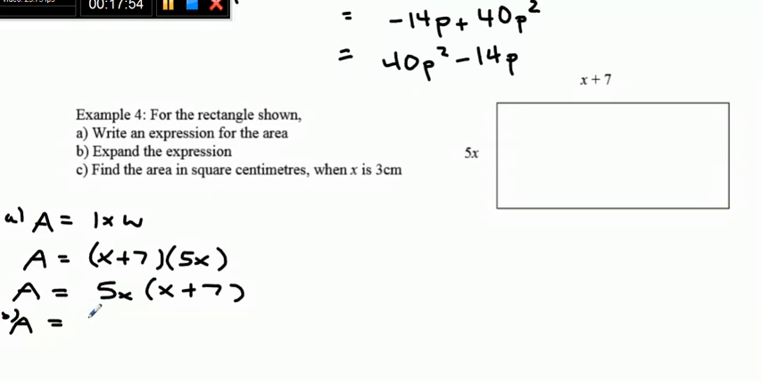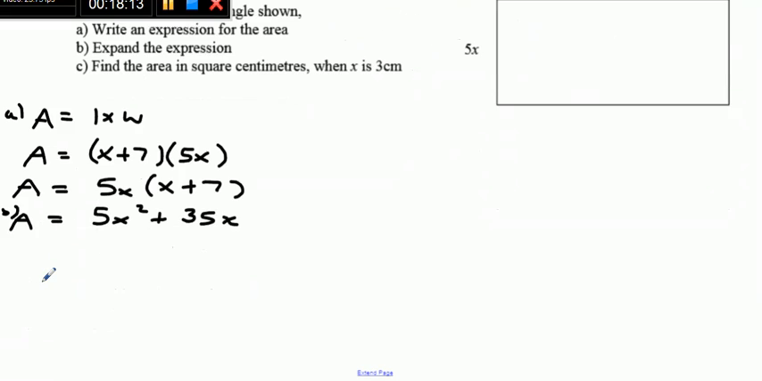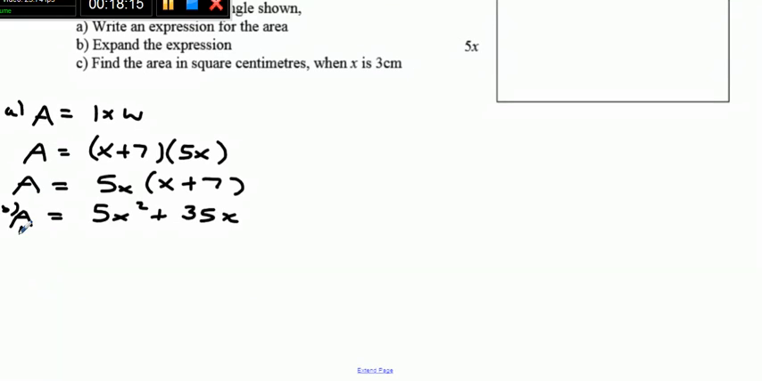Expand the expression. All right, I'm going to go ahead and use my distributive law. That's going to give me 5x times x, which is 5x squared, and 5x times positive 7, which is 35x. So there's my expression expanded. And then we want to find the area when x is 3 centimeters.